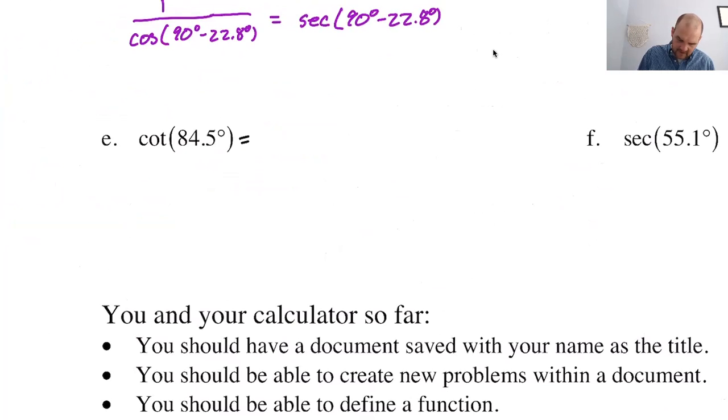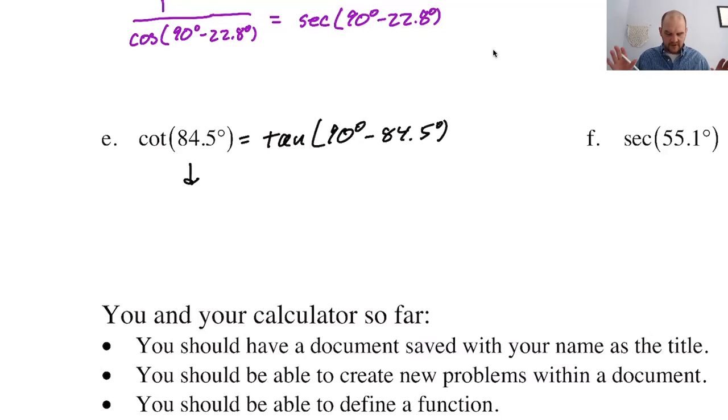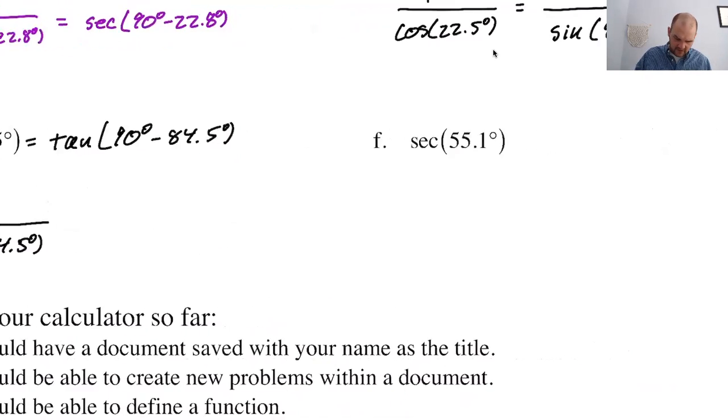So this is actually just going to be the tangent of 90 minus 84.5, right? Because the cotangent of x equals the tangent of 90 minus x. That's one option. Another option is that cotangent is the reciprocal. Tangent and cotangent are weird because they're cofunctions and also reciprocals. So I also could have just done 1 over the tangent of 84.5. We'll see that those are equivalent when we play around on our calculator in a second.